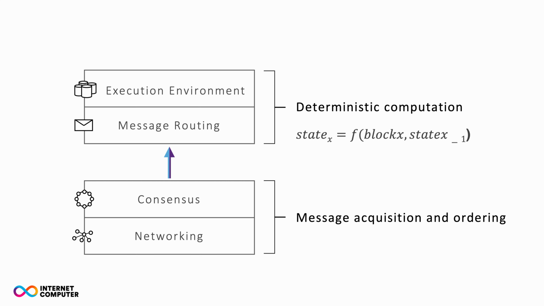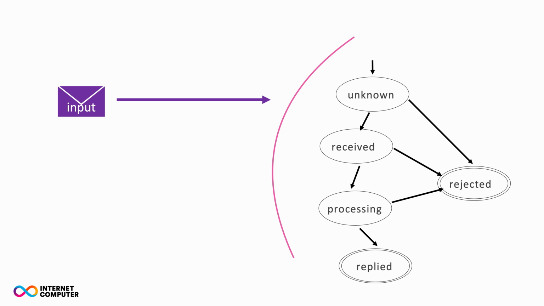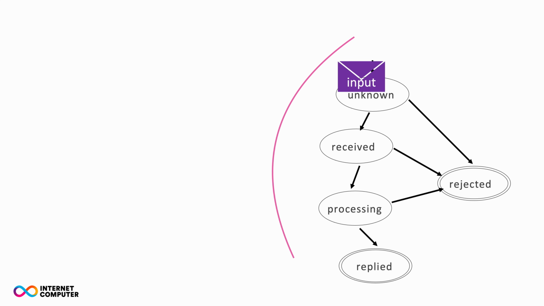Let us follow a message from a user. First, it is in status unknown, until the nodes agree to have validated and ordered it, and consensus hands it over to message routing when its status is turned to received. When message execution has started, the status is processing. When a response has been computed successfully, the status becomes replied. At any point in time, the status of any message can be changed to rejected, if either the protocol or the canister decide not to continue working on this message.